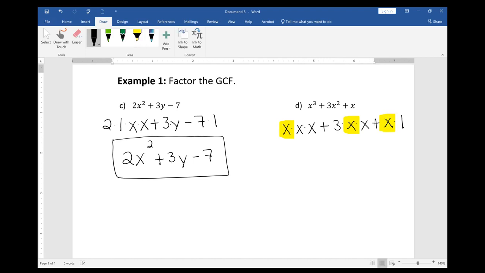So if we factor that x out, we will be left with x. Then in parentheses, for the first term, x times x, which is x squared. For the second term, 3 times x, which is just 3x. And for the third term, we would just be left with 1. So our final result will be x times x squared plus 3x plus 1.